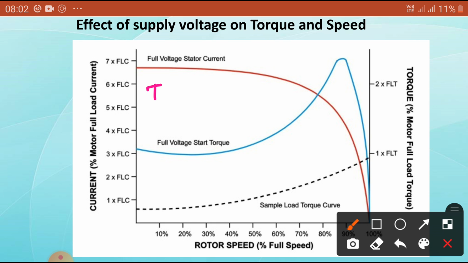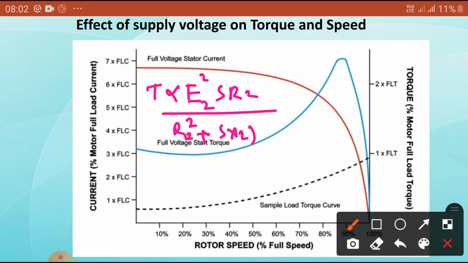Torque is proportional to K E2 whole square S into R2 by R2 whole square plus Sx2 whole square.